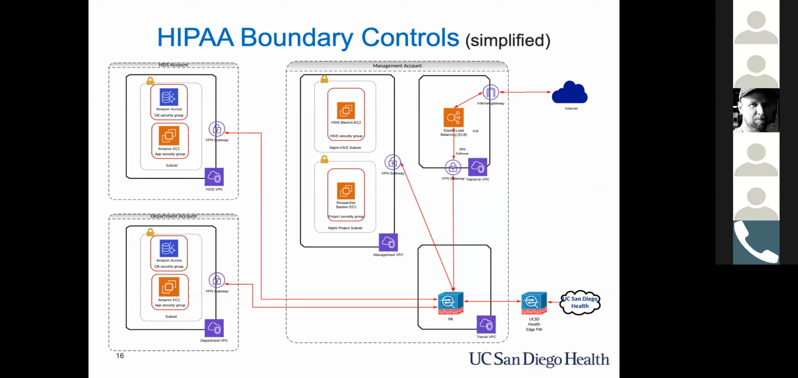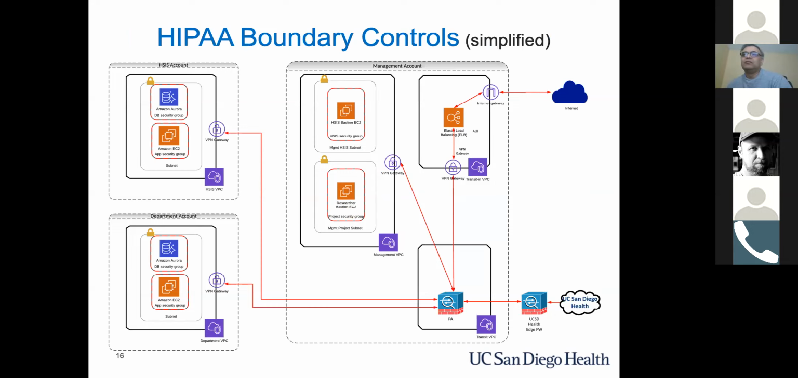So this diagram goes into a little more lower-level detail about the boundary controls that Andrew was specifying. If we start off from the right bottom corner, you can see the virtual Palo Altos sit inside the VPC, which is called our management VPC. And then there's the on-prem Palo Alto, which is our boundary firewall at UC San Diego Health.